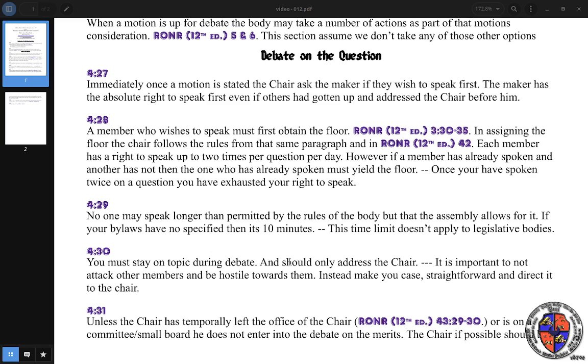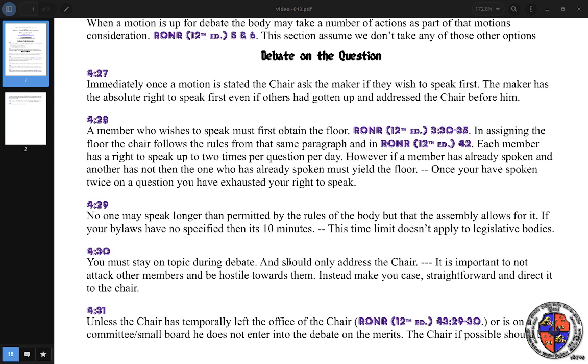Now, a member who wishes to speak must obtain the floor. Remember, we covered this a few videos ago. You gotta stand up. You gotta say, Mr. Chair. And then you'll say, Dakota, or Member A, or whatever your title is that you're being called. Now, in assigning the floor, the chair follows the rules from the same paragraph, and a few in 42. So, remember, we talked a little bit about that. The maker gets to speak first.